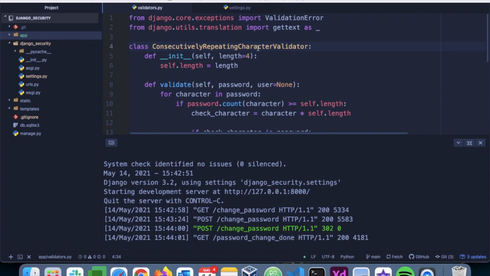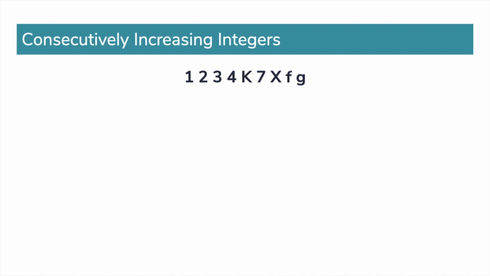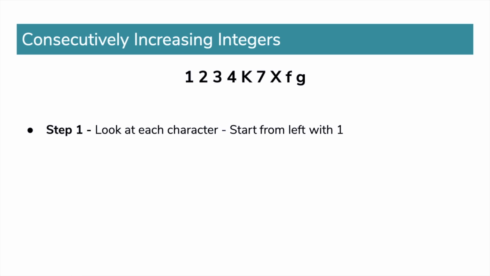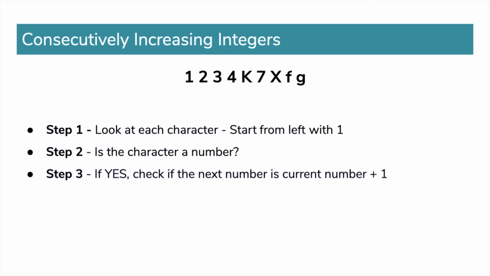We can now go on to the next validator, which would be to disallow any consecutively increasing integers. Let's consider a password like this: 1234K7XFG. To disallow such a password, let's look at it step by step. As a first step, I'll go from the left, in this case with 1, and I'll loop through each of these characters. Now I'll first check if the character is a number. If yes, I'll check if the next number is the current number plus 1. So in this case, I'll check whether 2 is 1 plus 1. It is, that's correct.